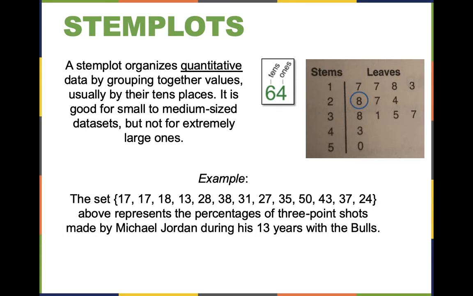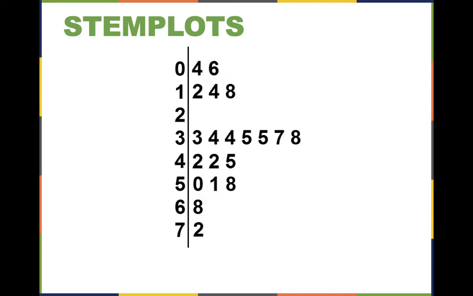So if you look at this specific value, it represents 28. In this situation, that means 28%, which means that specific year, 28% of Jordan's shots were three-point shots. And if you look at this specific value, it represents 35. So when reading these numbers, you have to look at the stem and the leaf. So this 35 means that specific year, 35% of Jordan's shots were three-point shots.